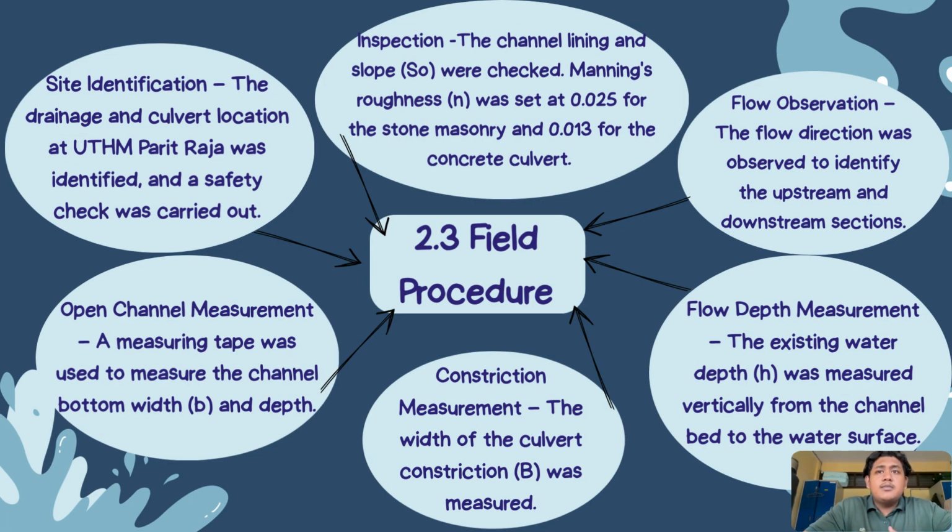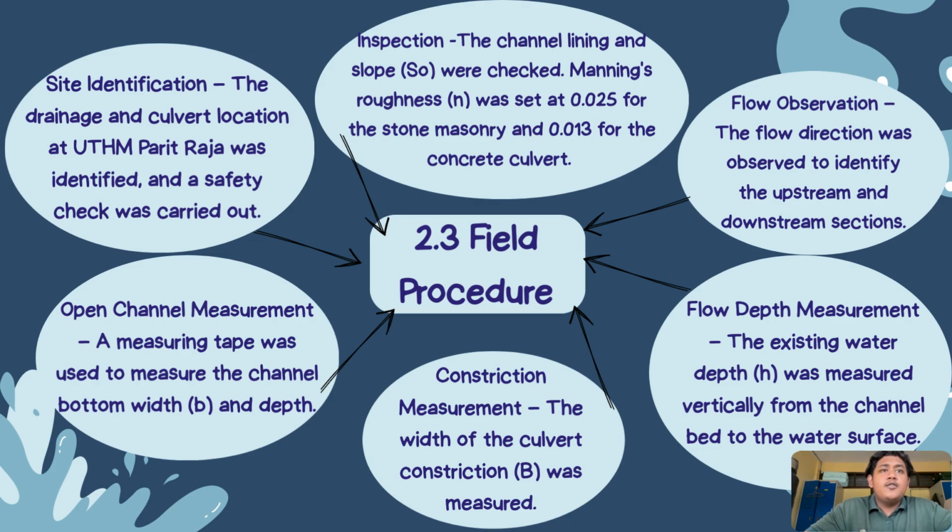Okay, so I will explain the next slide, slide 2.3, procedure. First, site identification was carried out. The drainage channel and covered location were identified and a safety inspection was conducted before starting the measurement. Next, the channel condition was inspected. The channel lining and slope were checked, so Manning roughness was taken as 0.025 for the stone masonry section and 0.013 for the concrete culvert.